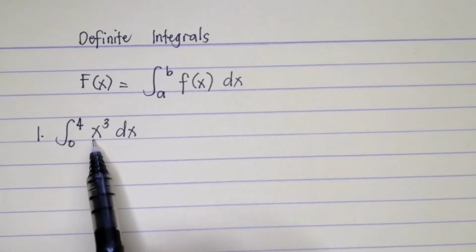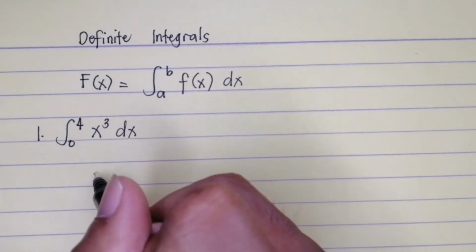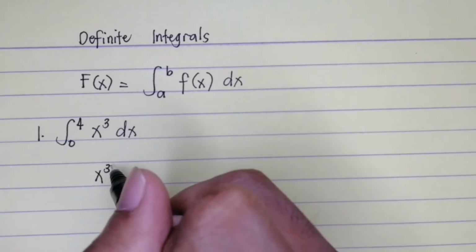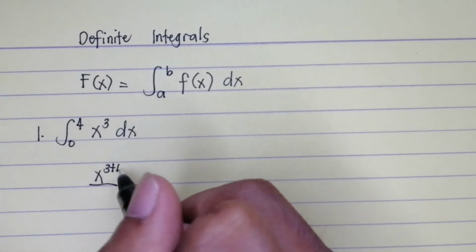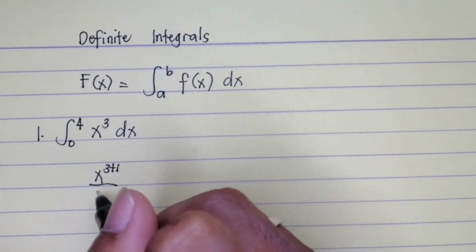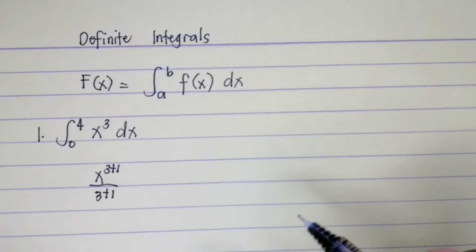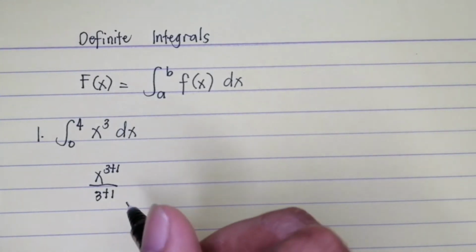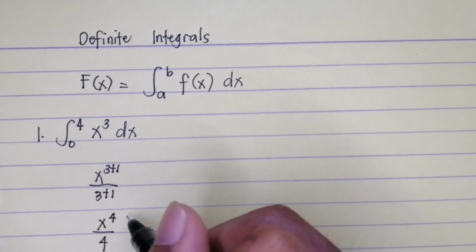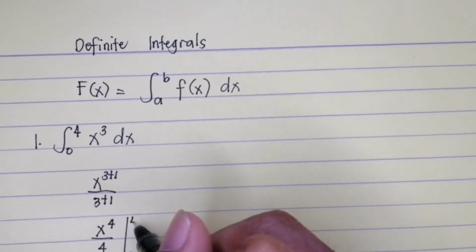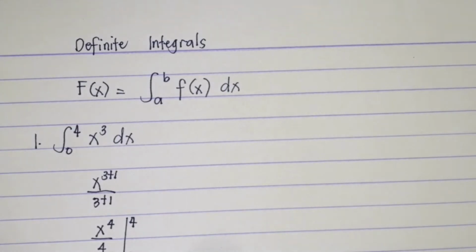So dito, nakikita natin, we have x raised to 3. So the antiderivative of x cube will become x raised to 3 plus 1. And because our new exponent is 3 plus 1, we have to divide this entire expression by 3 plus 1. Okay? So, we'll get x raised to 4 over 4 from 0 to 4. Maaring nagtataka kayo, ano na nangyari? Bakit wala nang plus C? Because this is now a definite integral.